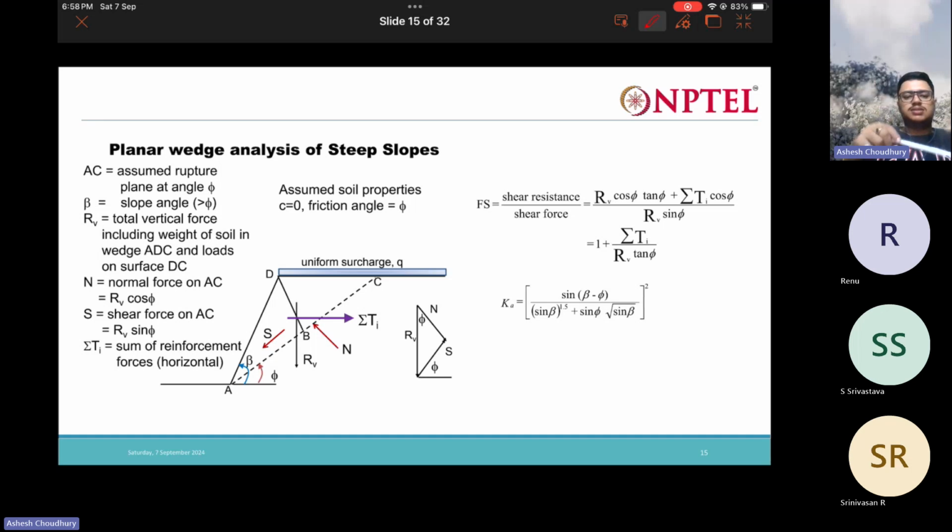All the other stuff is given to us. I am not going to repeat it again and again, everything is given here. All of this was already discussed in the class, and all the terms are clearly defined: the rupture plane, the slope angle, the vertical force, the normal force, the shear resistance, the resistance from the reinforcement forces. You consider all these things, and then you calculate the factor of safety.